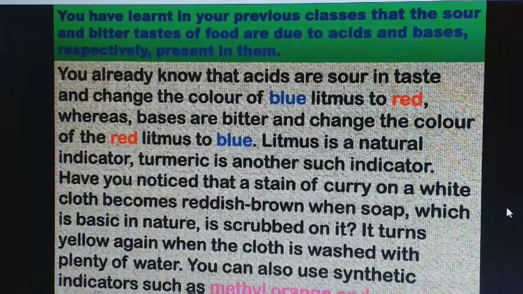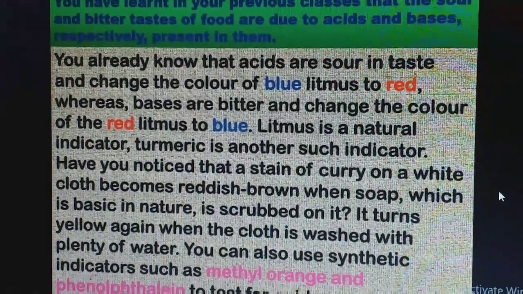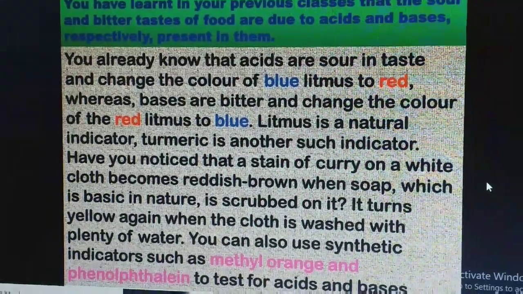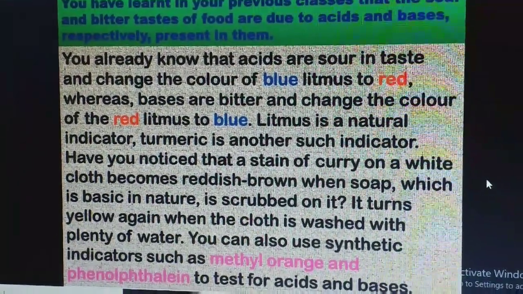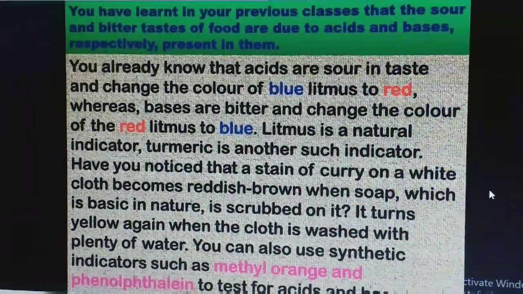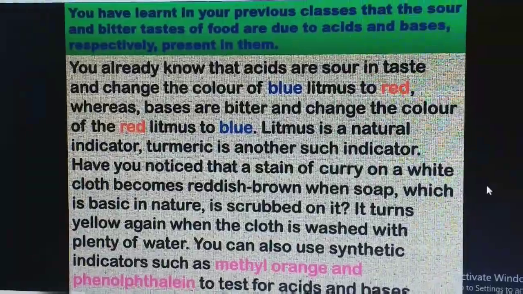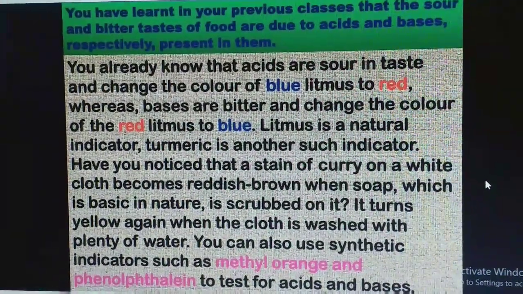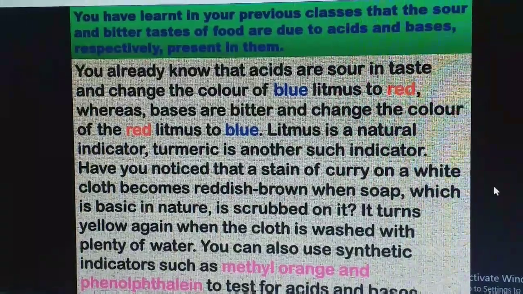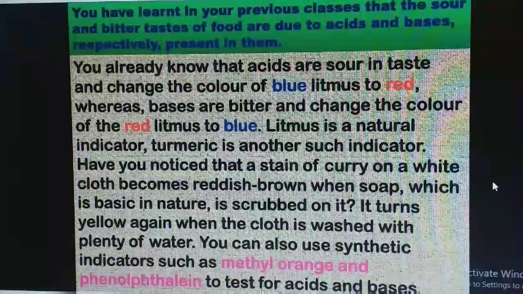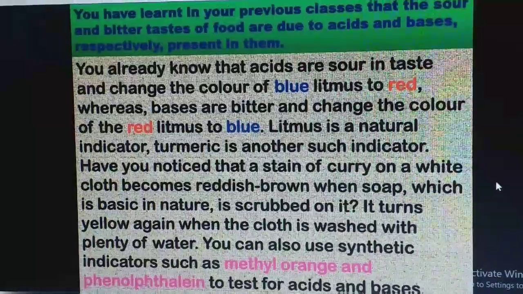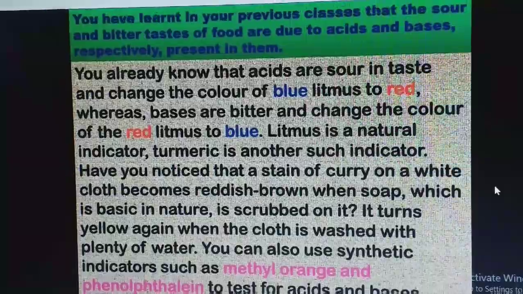And you have learned in your previous classes that the sour and bitter tastes of food are due to acids and bases respectively present in them. So acid means it is sour in taste, and base means it is bitter in taste. So you already know that acids are sour in taste and change the color of blue litmus to red, whereas bases are bitter in taste and change the color of red litmus to blue.